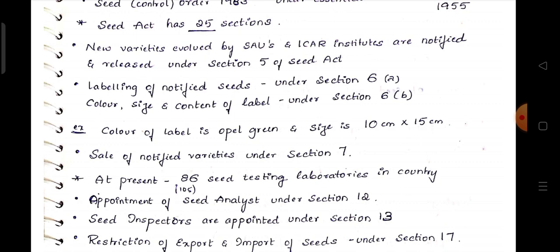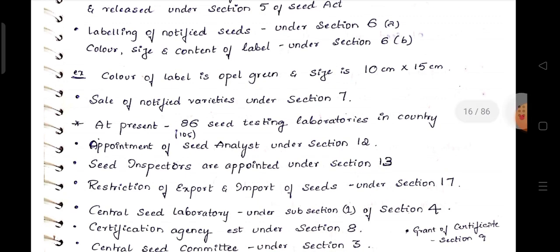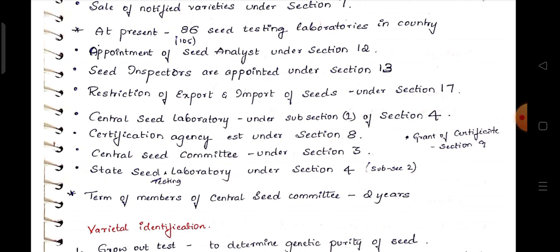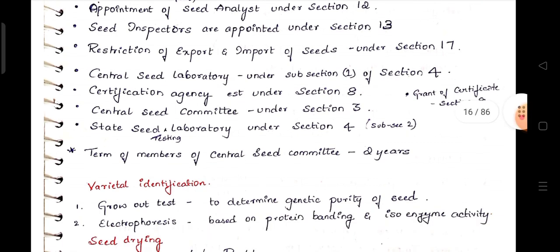At present 86 seed testing laboratories, or 105 seed testing laboratories, are there in the country. It may be more also. Appointment of seed analyst is under Section 12. Seed inspector appointment is under Section 13. Restriction of export and import of seed is under Section 17, and central seed lab establishment is under subsection 1 of Section 4.